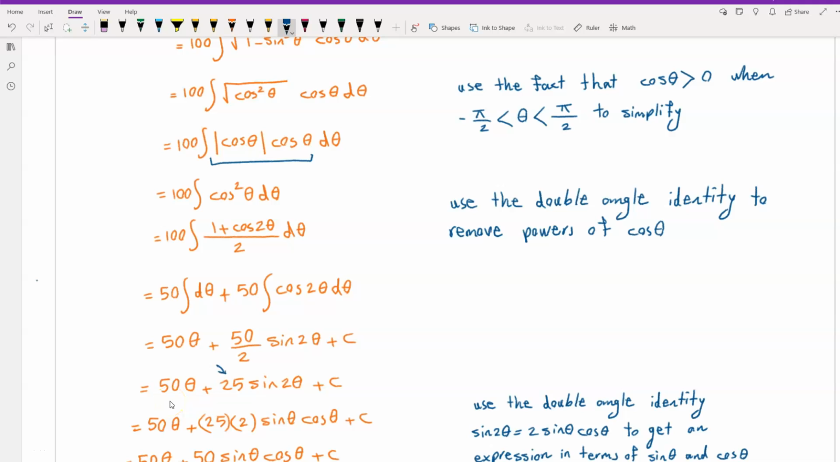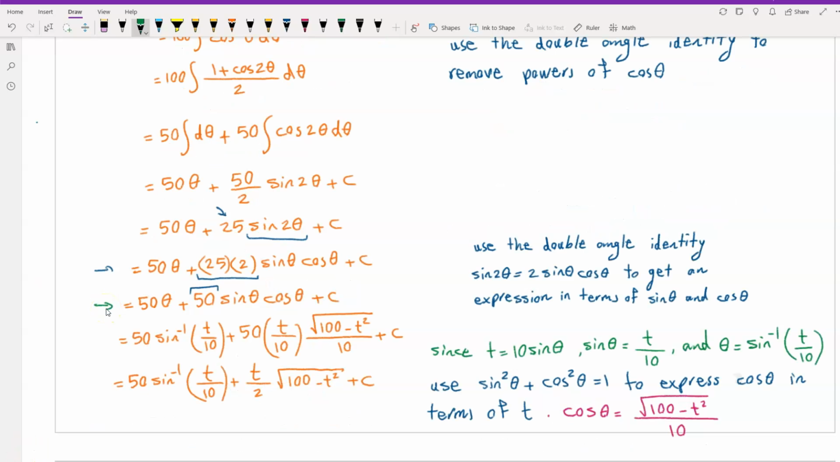Here we have 25. And then I use double angle identity sine 2 theta equal to 2 sine theta cosine theta to get an expression in terms of sine theta and cosine theta. So instead of this part that we have here, sine 2 theta, I use 2 sine theta cosine theta. So this is equal to 50 theta plus 25 times 2 times sine theta cosine theta plus constant. So here 25 times 2 is equal to 50. So here we have 50 theta plus 50 sine theta cosine theta plus c.